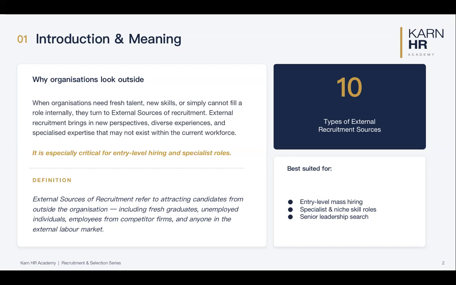Because it brings fresh ideas and innovation into the company. It provides a large talent pool, because if we go outside of the organization, we have a larger talent pool. From there, we recruit our candidates. It also helps acquire specialized skills, and it supports organizational growth and expansion.